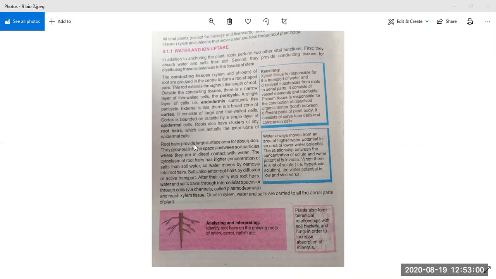Now the third paragraph. In this third paragraph we have discussed the functions of root hairs, that why they are important, and we have discussed two functions of root hair. First important function is to provide large surface area for absorption, and the second function is the absorption and transport of water. Now this topic has ended. Now come to the next topic, that is about transpiration.